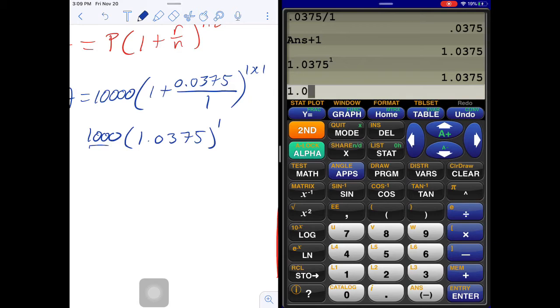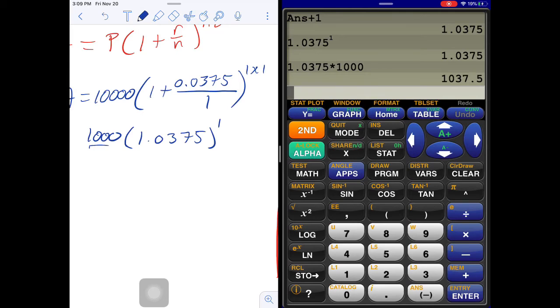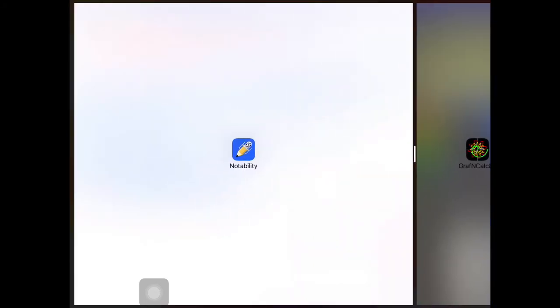So 1.0375 times 10,000. So this one, A, will be 1,375. Or sorry, $10,375. So remember, this is how much we actually have. So we didn't make too much.